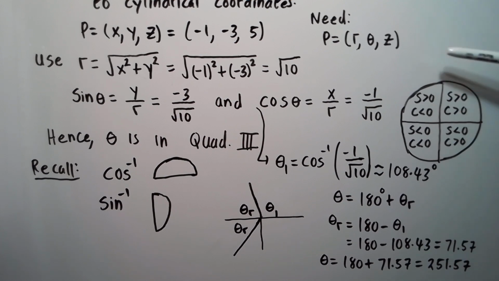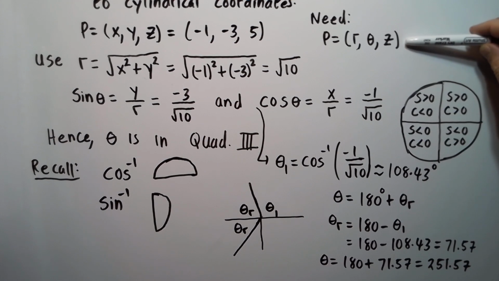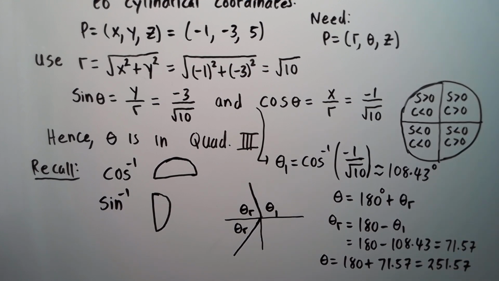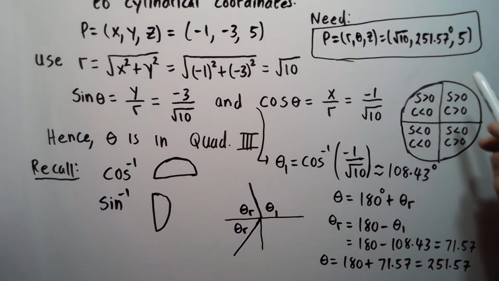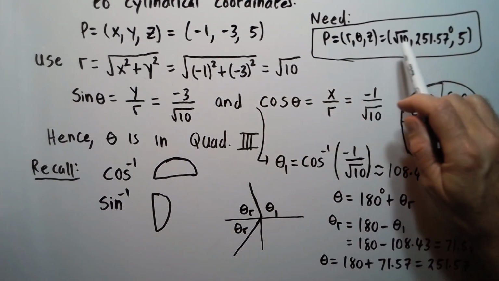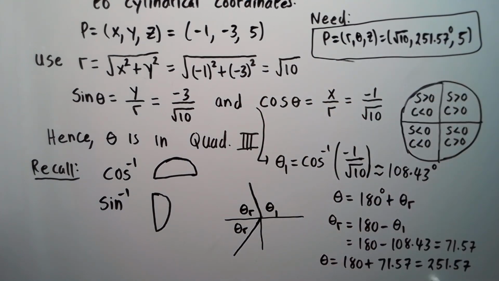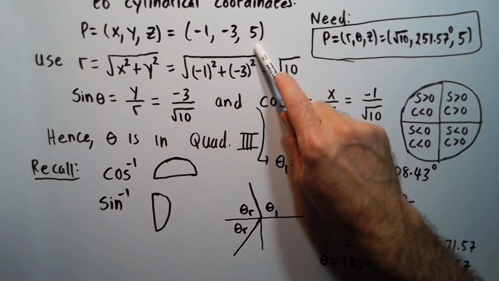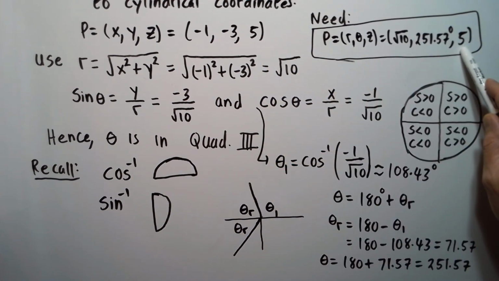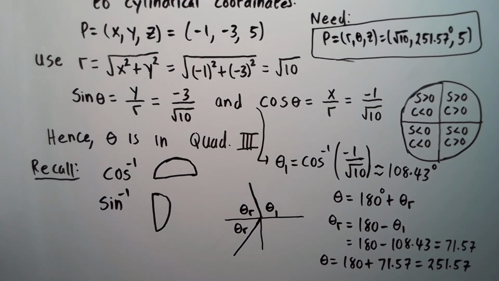Now I can write my point in cylindrical coordinates. We have the r, theta, and z now. Our r value was the square root of 10. Our angle we just found was 251.57 degrees. And our z value is just right here, which is 5. Okay, so we're done. That's the point in cylindrical coordinates.